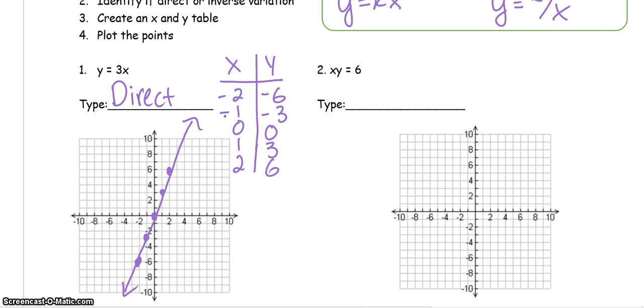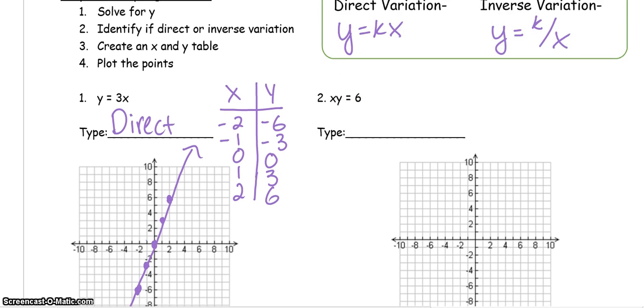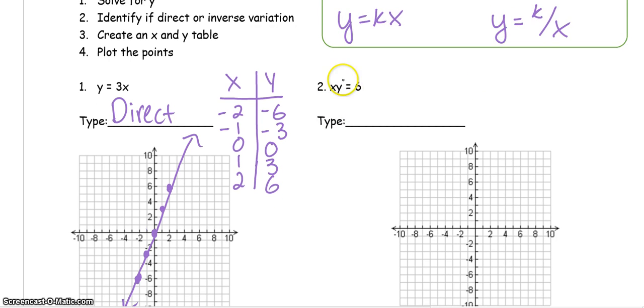So now we can go over to example 2. We have xy equals 6. So the first step is to solve for y. In order to get y by itself, we need to divide both sides by x. So we get y equals 6 over x. Now to identify the type, we compare it to the original types, and that would be inverse variation because we have a number over x.